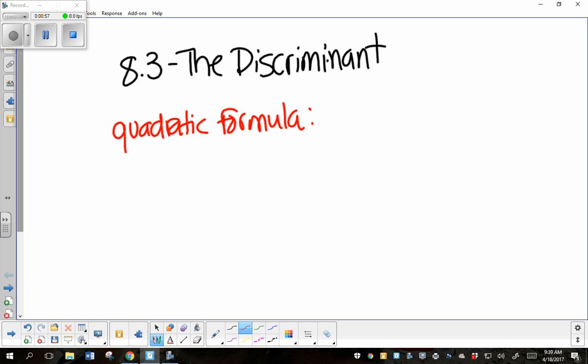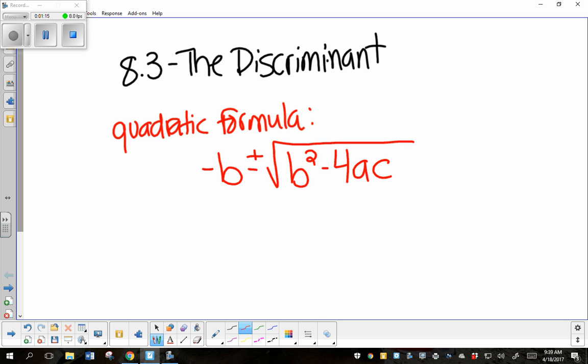All right. So our quadratic formula, remember let's think about the weasel song. Our quadratic formula is negative b plus or minus the square root of b squared minus 4ac all over 2a.